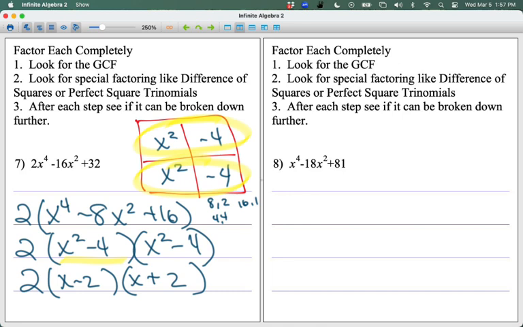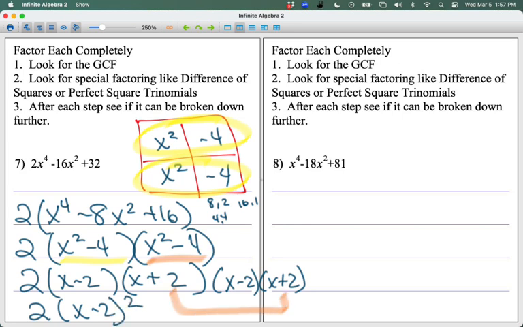The orange one can be split also into x minus 2, x plus 2. I want you to notice that these are the same. So I can write this as x minus 2 squared. And these two are the same, so we can write them as x plus 2 squared also.